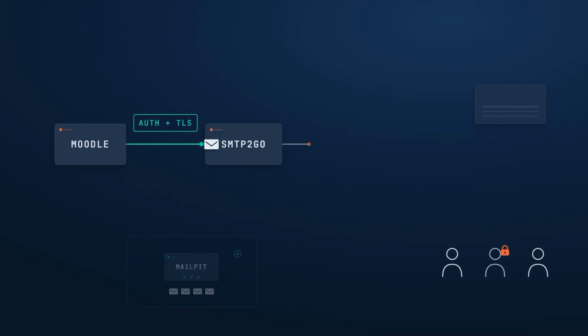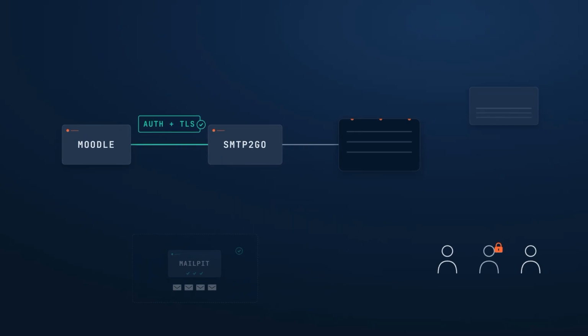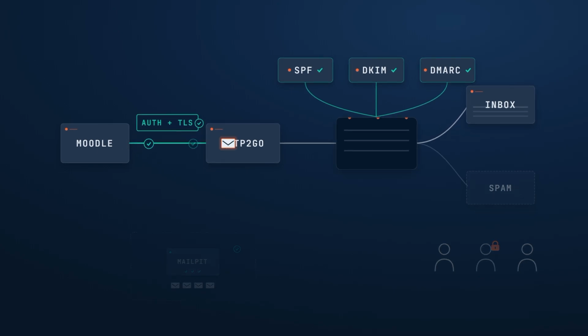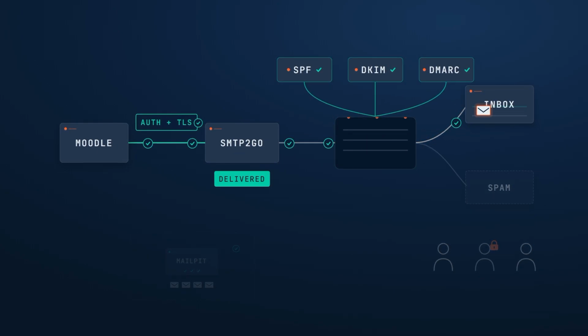Authenticated SMTP through a transactional relay, the 3 DNS records that decide whether your mail lands in the inbox or the spam folder, and then one message followed through every single layer until there is nothing left to assume.